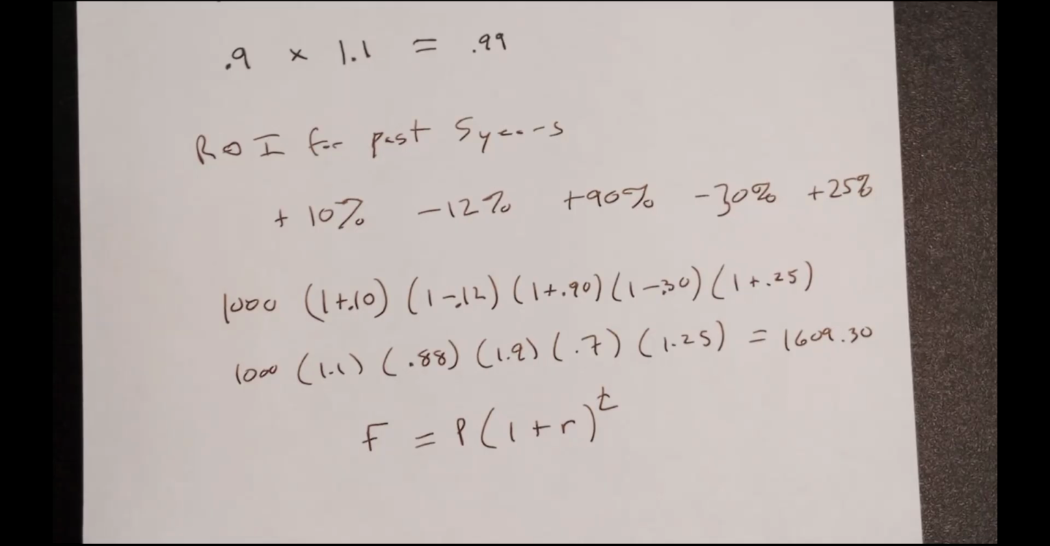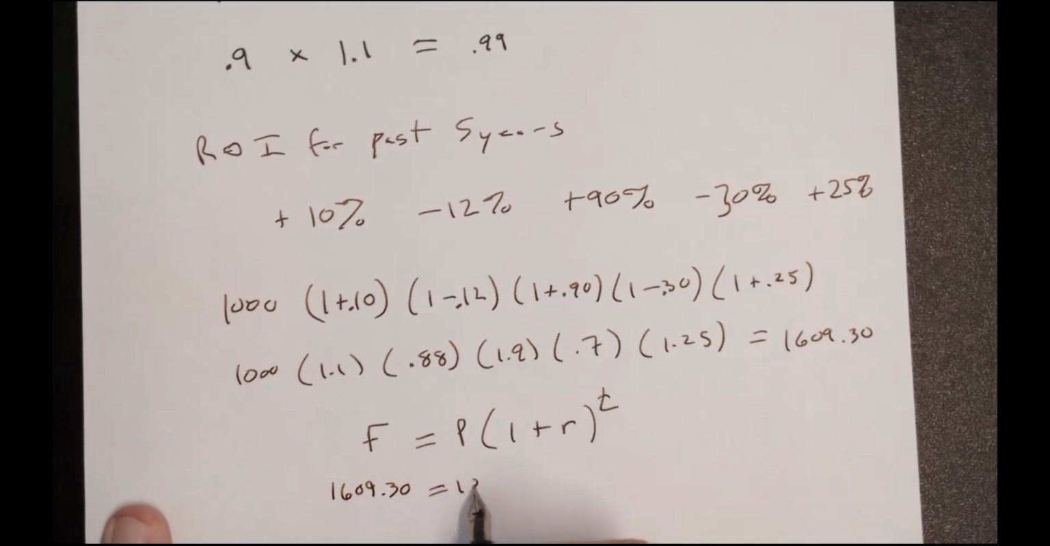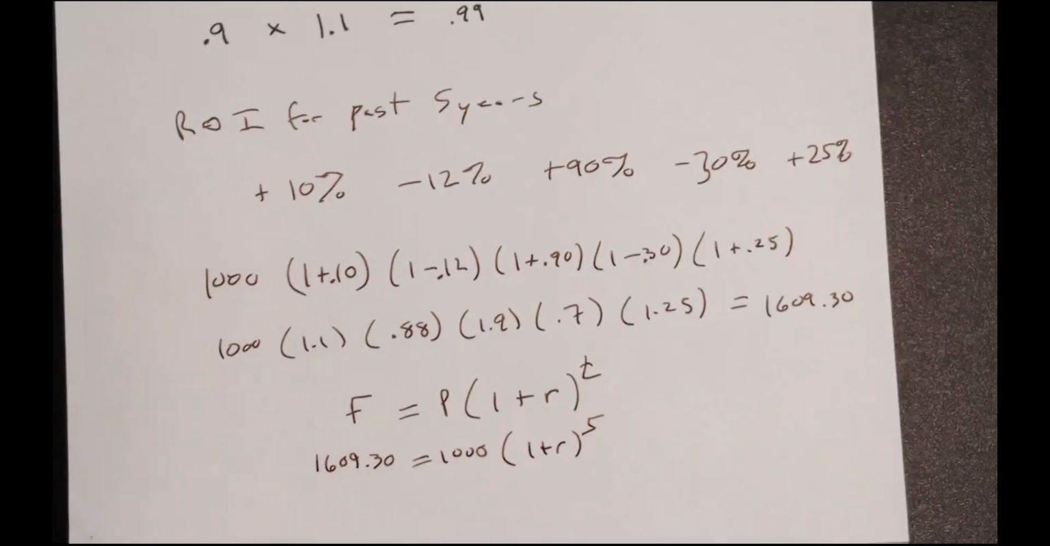So if I want to know what the rate was, I know it was for 5 years. This is my future value, this 1609.30, and this is my present value over here. I actually need to solve that.